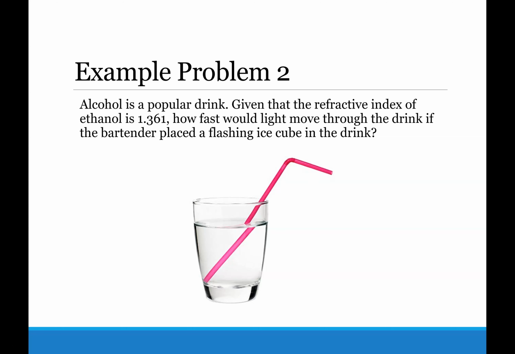So again, the equation that we're going to use for this problem is n equals c divided by v, where n is the refractive index for the medium that's specified by the problem. So the refractive index for ethanol is 1.361 with no units. c, the speed of light, is always going to be 3.0 times 10 to the 8 meters per second. And we're going to be looking for v in units of meters per second for ethanol.